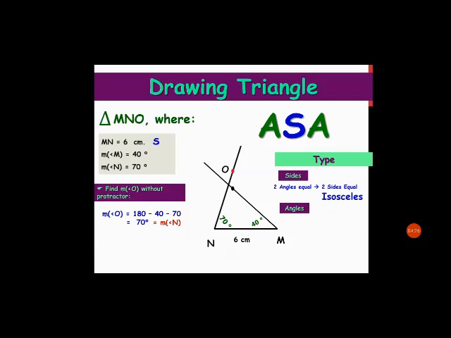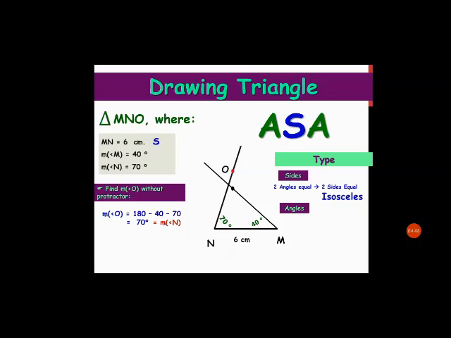I have another way to find the type according to the sides, which is that you measure the sides using the ruler. So you have here the side length NM equals 6 centimeters. You can use the ruler to measure OM and NO. This is another way to find it if you do not find it the other way.